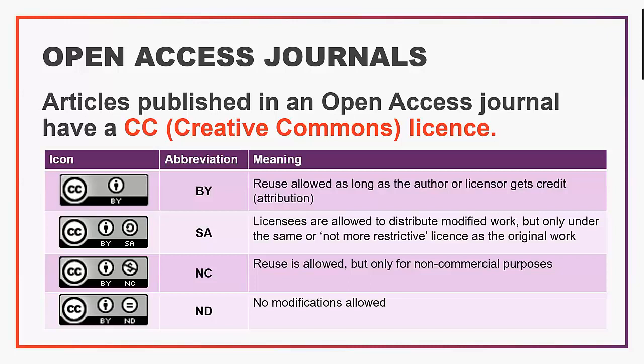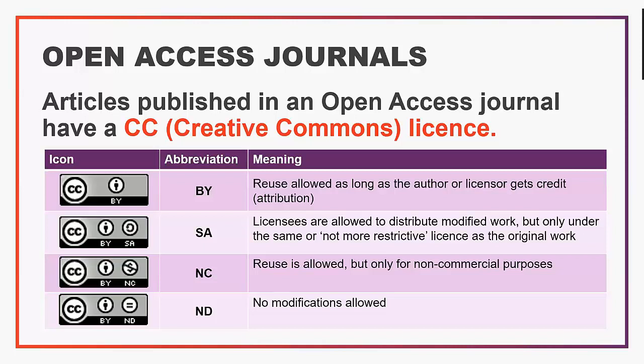The least restrictive license that usually coincides with academic journal article publishing is a CC BY license, or CC attribution license, whatever you want to call it. And what this license means is that reuse is allowed, so anyone can reuse a work with a CC BY license on it, but the author or the licenser must get full credit for that work, so attribution.